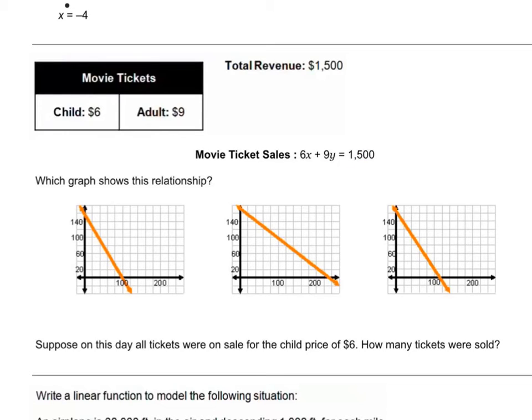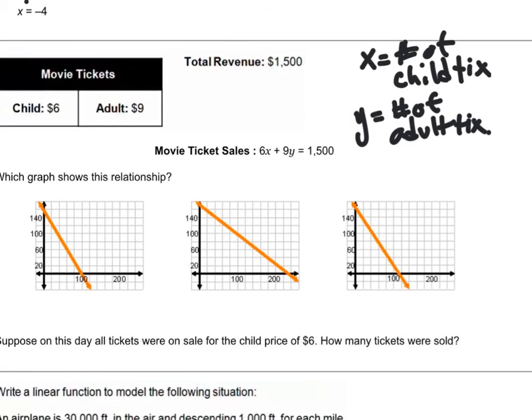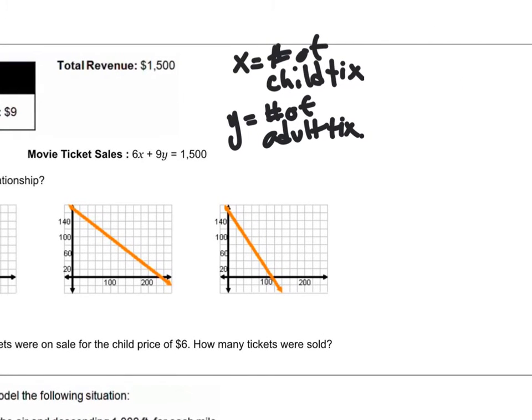First of all, let's say that x is the number of child tickets, okay? And let's say that y is equal to the number of adult tickets. Okay? And so what it's asking us to do is which graph shows this relationship here. So the way that I would want to do it would be to solve this equation for y.